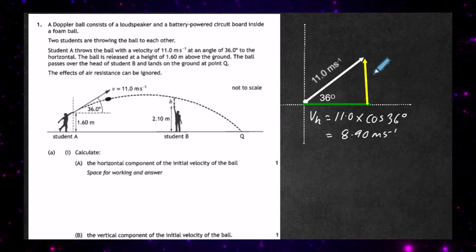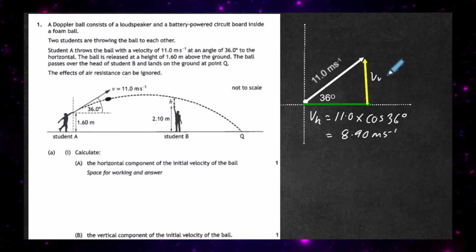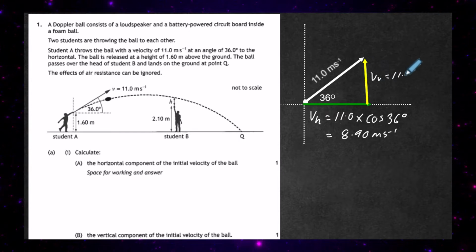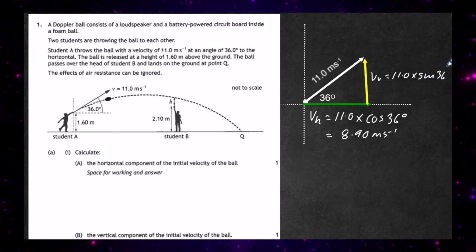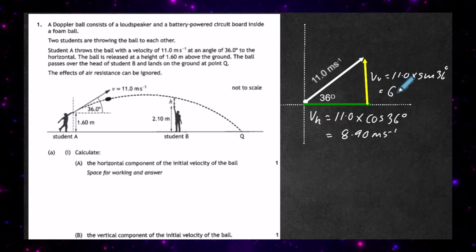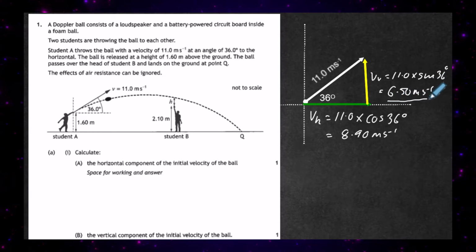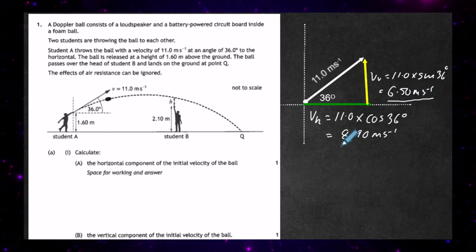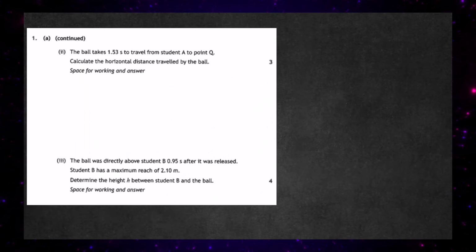The vertical component of the 11.0 meters per second, 36 degrees vector is found by using this formula. The vertical component is equal to 11.0 times sine of the 36 degrees angle. So we work that out in a calculator. We end up with a value of 6.50 meters per second. So there's your two components. The vertical component is going to be 6.5 meters per second, and the horizontal component is going to be 8.90 meters per second.